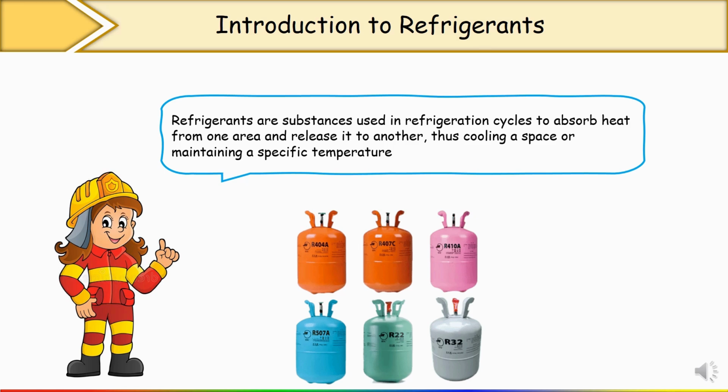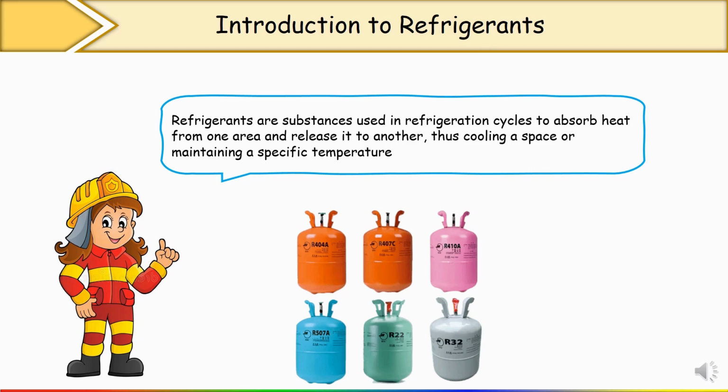And here you have to remember one point: the performance and efficiency of HVAC systems largely depend on the properties of the refrigerant used. Which type of refrigerant you are using, as per that, the performance and efficiency of the HVAC totally depends on the properties of the refrigerant used.